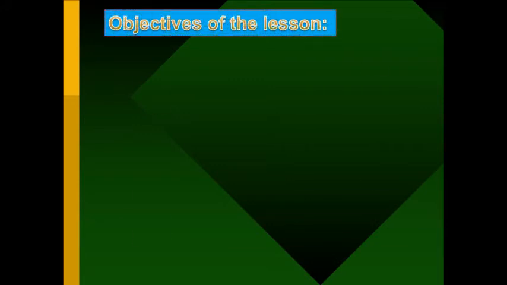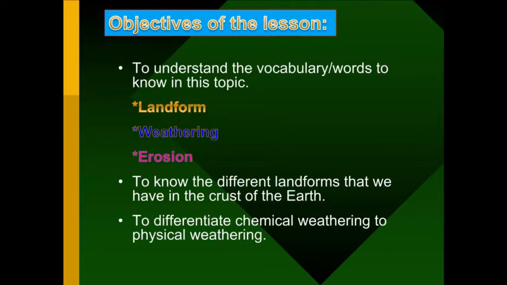Before we start our discussion, let us know first the objectives of the lesson. First, to understand the vocabulary or words to know in this topic: landform, weathering, erosion. Second, to know the different landforms that we have in the crust of the Earth. And last, to differentiate chemical weathering from physical weathering.